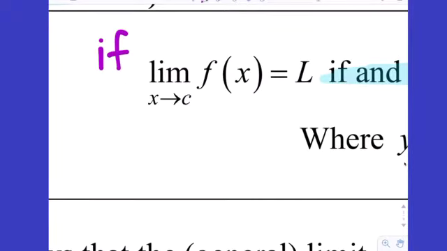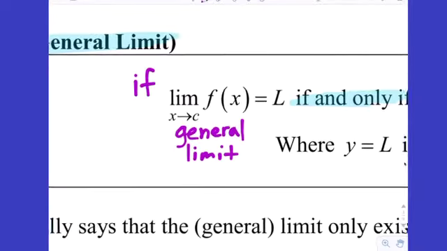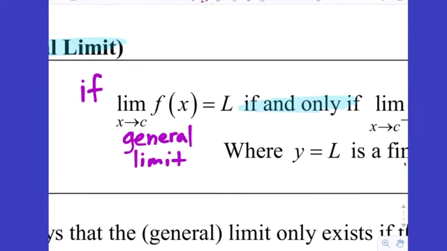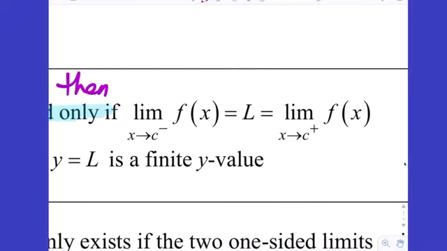Is that from the right or from the left? Does it say? No. So we call this the general limit. If there's not a little plus or minus sign saying from left or right, we call this the general limit. So here's what the theorem says. If the general limit is equal to some y value L, then the limit from the left is equal to L, and the limit from the right is equal to L.